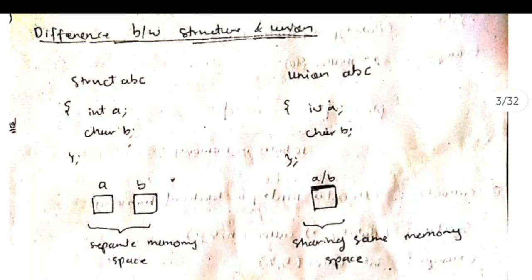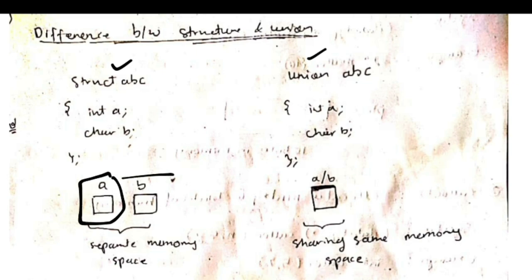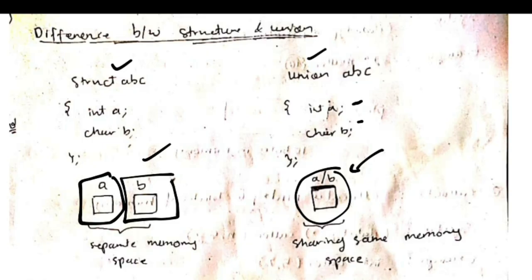What's the difference between a structure and a union? The syntax will be same for both, but in the memory allocation, in structure you will have different spaces for the variables used, whereas in union you will have the same memory allocation for both of these, and at a time you can store either integer a or char b.